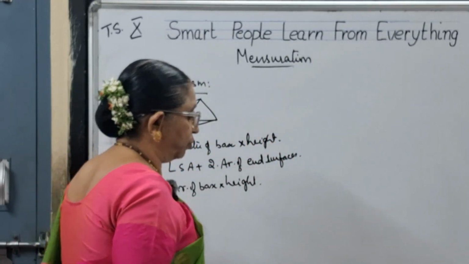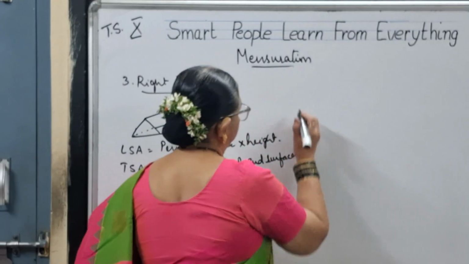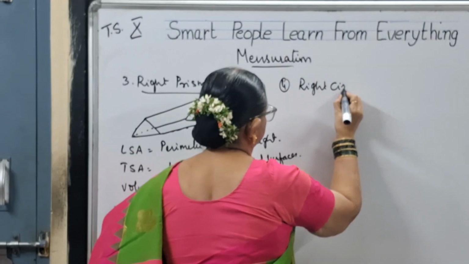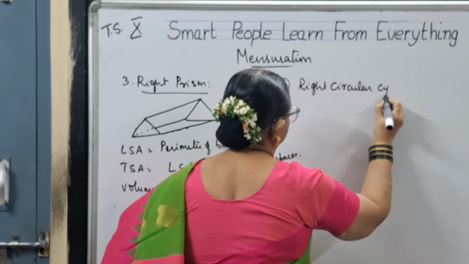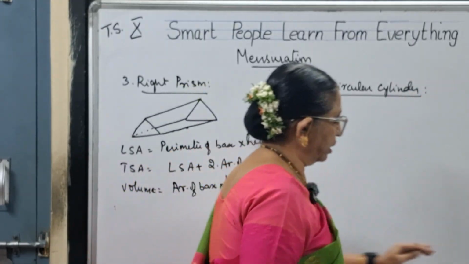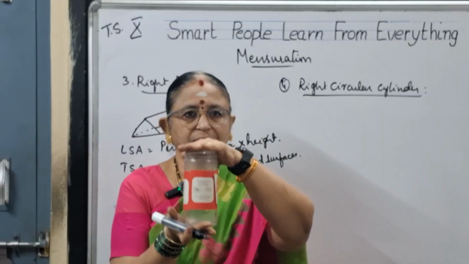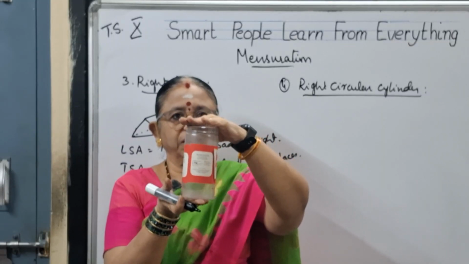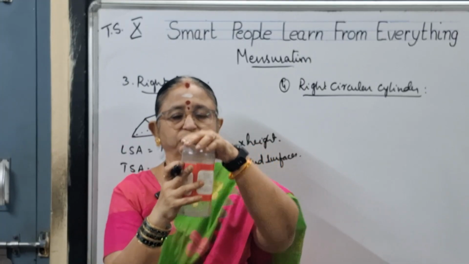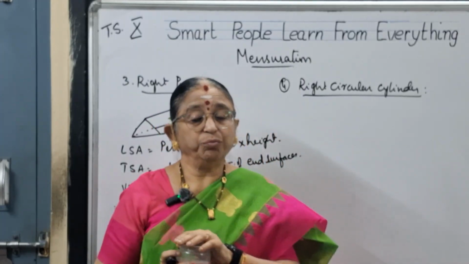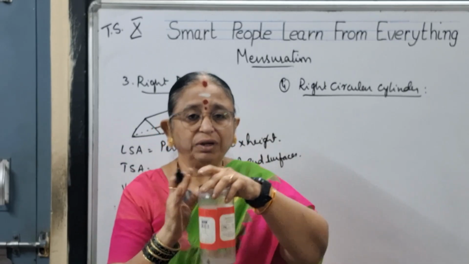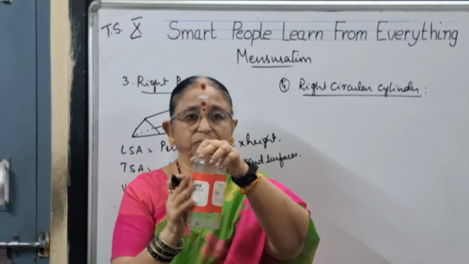Okay. Now the fourth one is a right circular cylinder. This is the one. So you can consider this bottle I have taken as a cylinder. A cylinder has a curved surface area, children. We don't call it lateral surface area because there are no sides for it. Base is a circle, top is a circle.